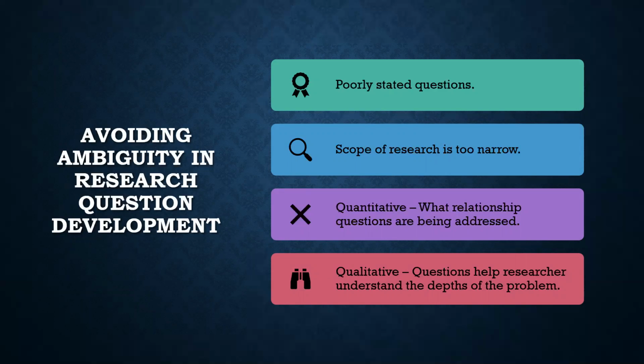Some of the ways I noted to avoid ambiguity: avoid poorly stated questions, and understand whether the scope of the research is too narrow. If you are doing a quantitative study, what relationship questions are being addressed? And if you're doing a qualitative study, what questions can help the researcher understand the depths of the problem?